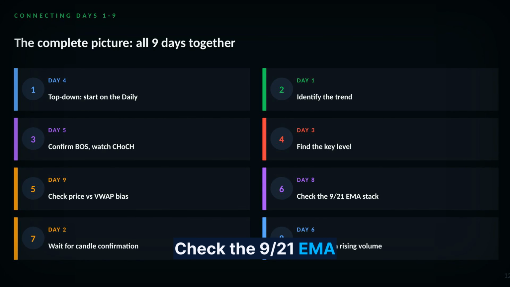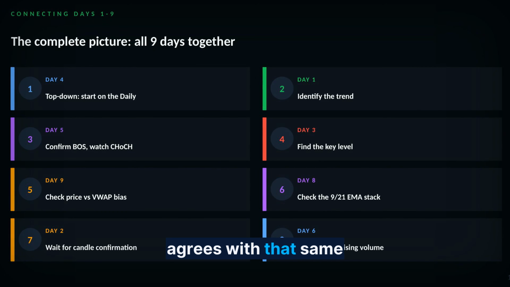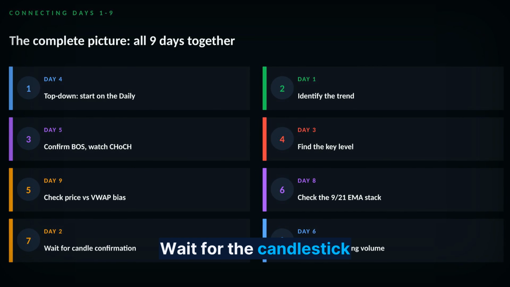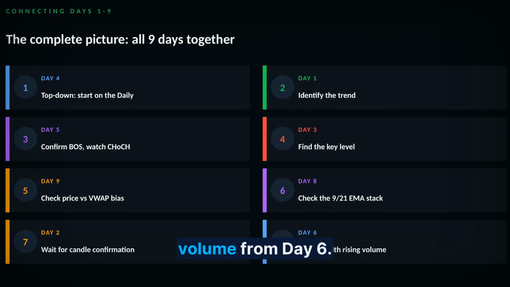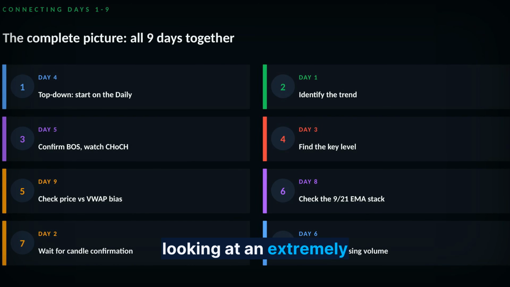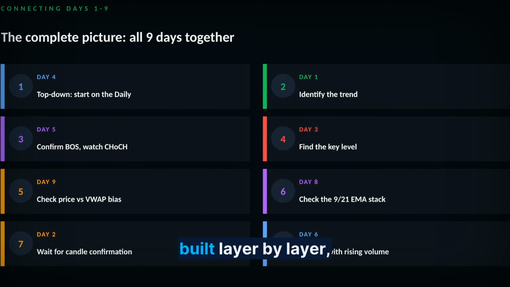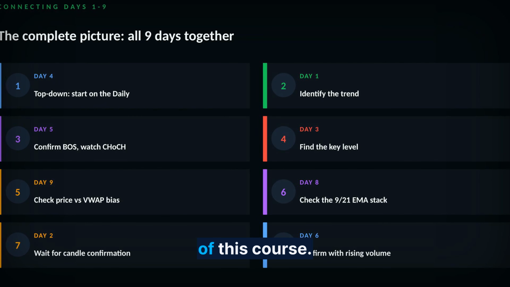Check the 9/21 EMA stack from day 8 agrees with that same bias. Wait for the candlestick confirmation from day 2 and confirm with rising volume from day 6. When all 8 of these line up, you're looking at an extremely high probability setup, built layer by layer exactly the way we've approached every single day of this course.